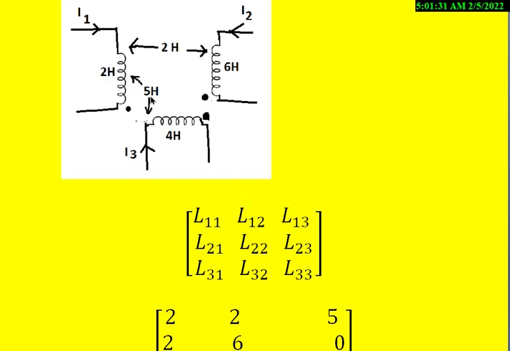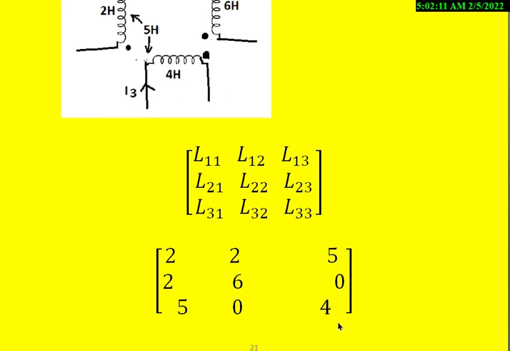So we get a 3 by 3 matrix for this, and the notation will be like this: L11, L12, L13, L21, L22, L23, L31, L32, L33. L11, L22, L33 are self inductances, whereas the others are mutual inductances. So let us fill the self inductances. L11 is nothing but 2 henries. L22 means self inductance of the second coil, that is 6 henries. Then L33 means 4 henries. So put here like this.